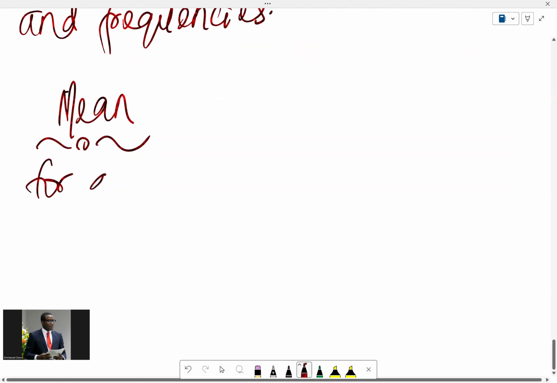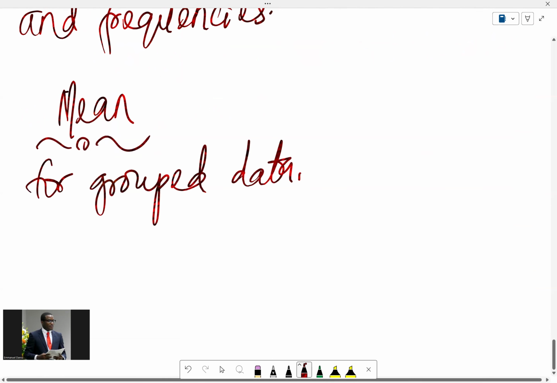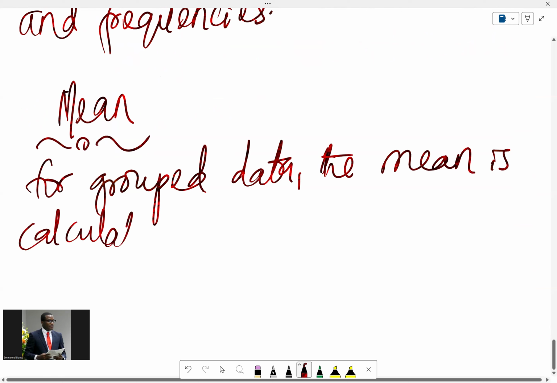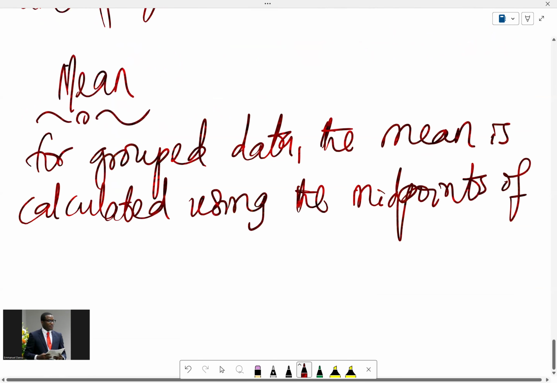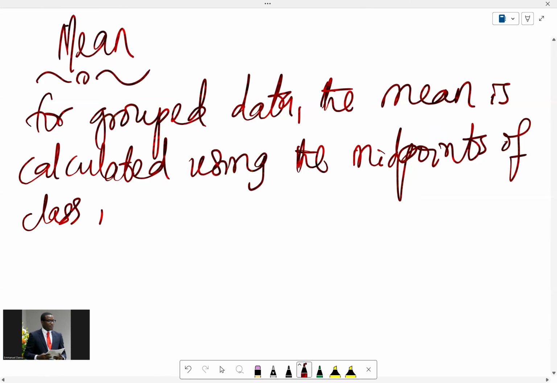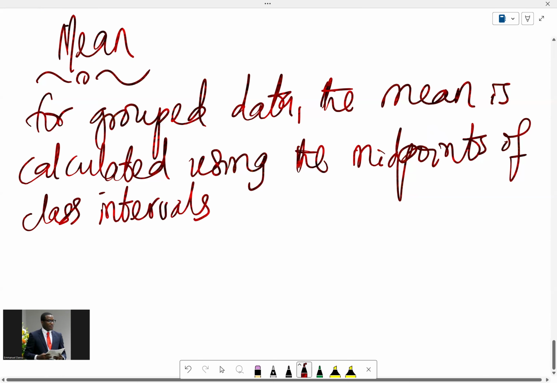So we can say that for grouped data, the mean is calculated using the midpoints of class intervals. I'm going to explain the idea of midpoints in a moment. So using the midpoints of class intervals.